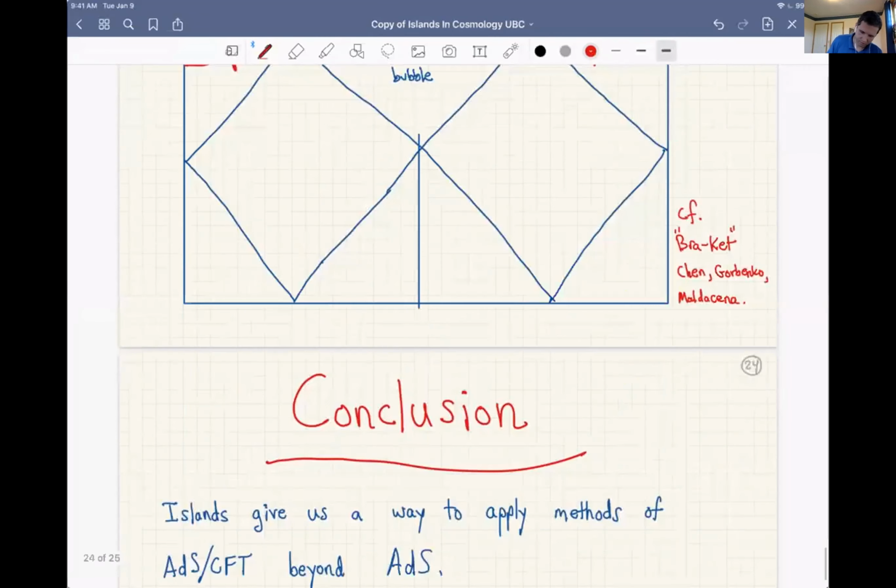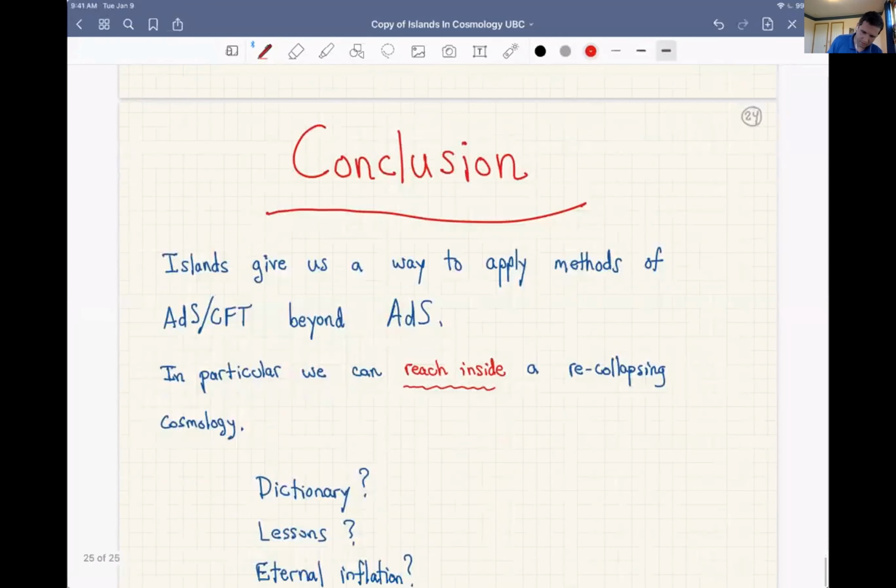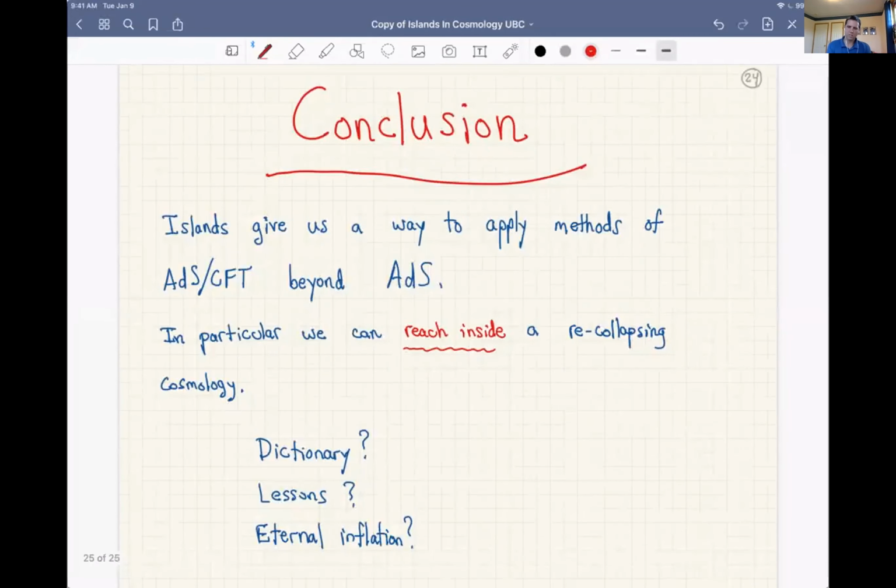Let me stop there. So, concluding comments: islands give us a way to apply some of the methods, at least, of AdS/CFT beyond anti-de Sitter. In particular, we can reach inside of black holes and also inside of recollapsing cosmologies. Some open questions that this raises are, what is the dictionary? We have this suggestion that you can encode the island, but how do you really encode the island? There's some work on this involving the PETS map and modular flow. I think this is a really interesting direction.